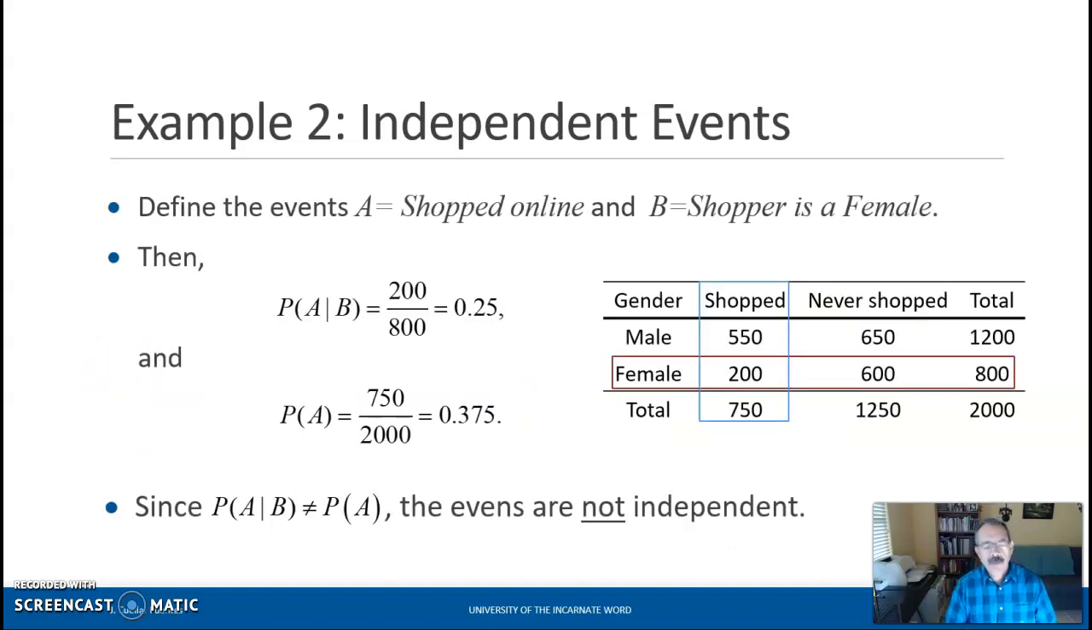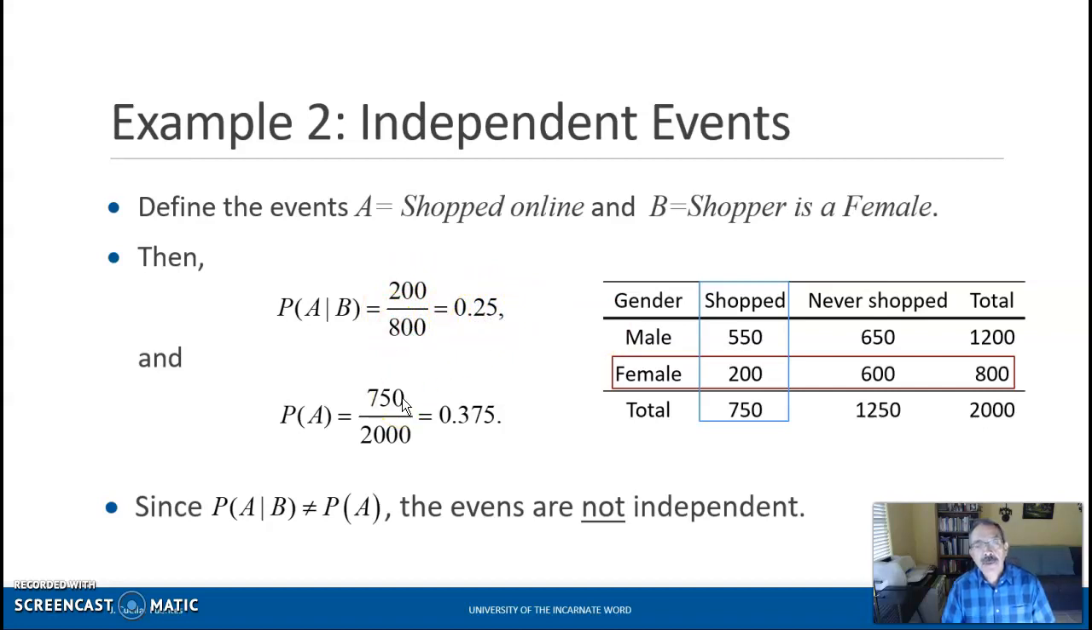All right, let's look at the first case. We're going to define the events A, shopped online, and B, the shopper is a female. Let's calculate the probability that shopped online given that the shopper is a female. So we're conditioning on a female. That conditional probability is 200 females shopped online out of that total of 800 females. So that probability is 0.25.